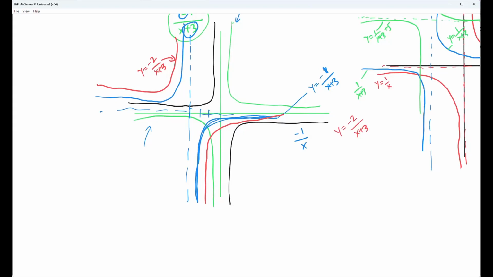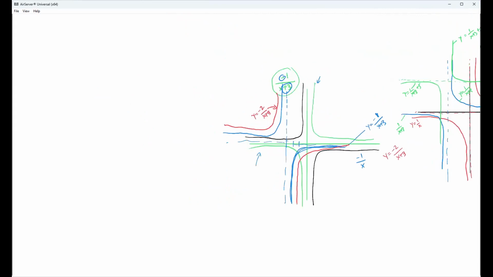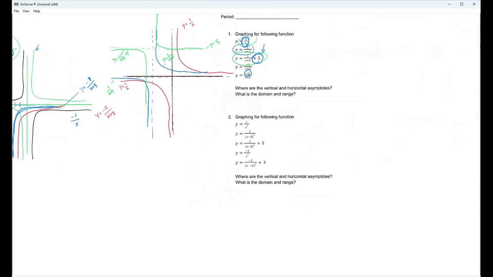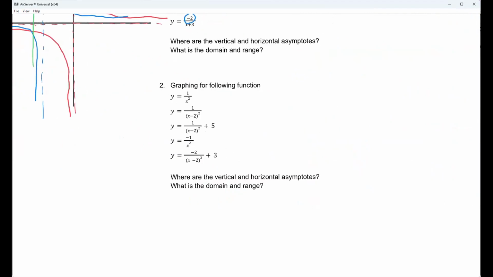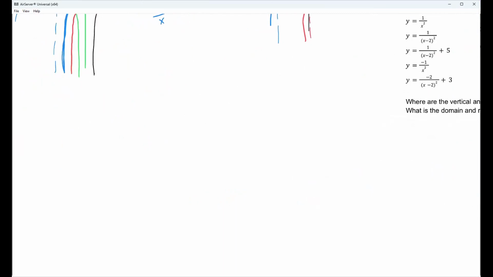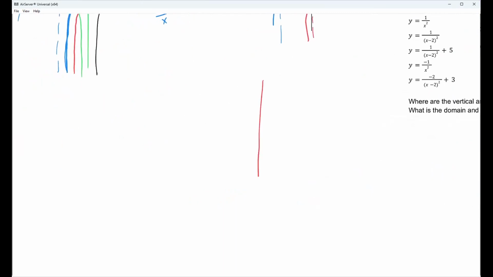So, are we good? All right, number 2. Kind of the same thing here, but let's try this. I want to talk about domain and range in a little bit. All right, here we go.